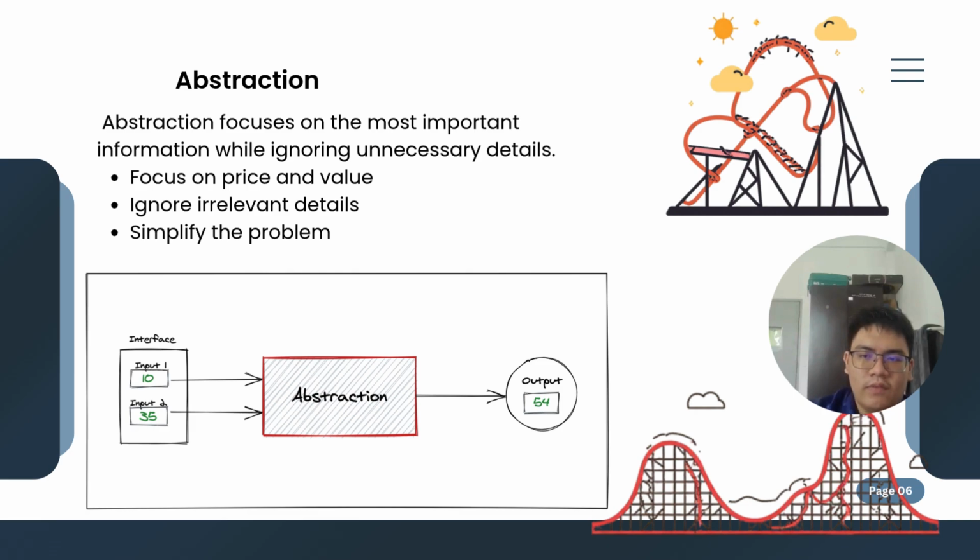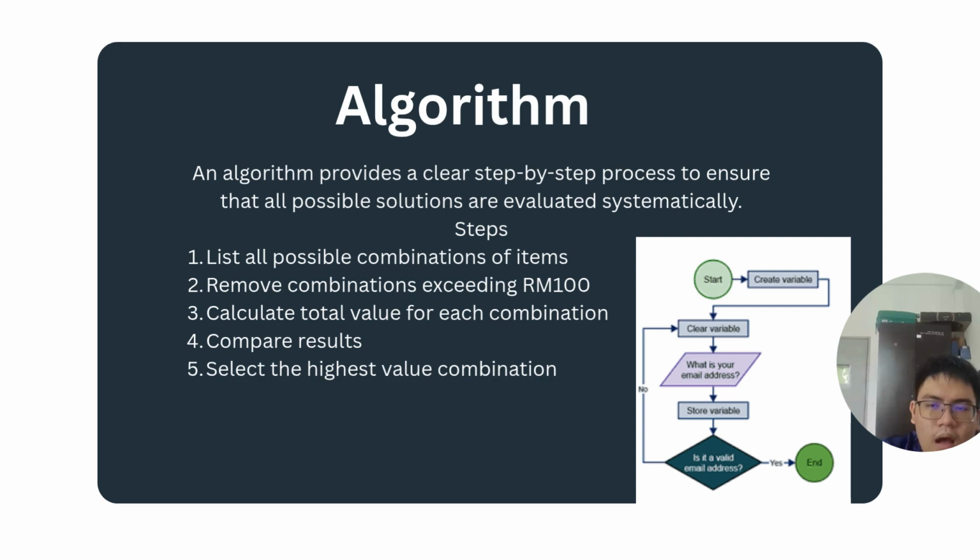Abstraction focuses on the most important information while ignoring unnecessary details. I apply abstraction by focusing only on the important information. In this case, I only consider price and value. I ignore other unnecessary details such as brand or type of item. This helps simplify the problem and allows me to focus on what really matters.